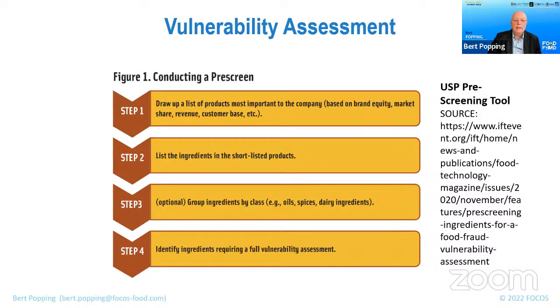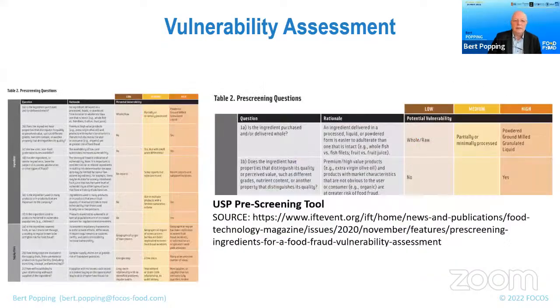And we published that in the Journal of IFT. And you can find all these graphics in that publication. It's an open access publication. So it's a very straightforward process. So you start with basically looking at what are the most important ingredients to the company. You draw up a short list. Then you group the ingredients. So are there spices? Are there dairy ingredients? Are there oils? And then basically identify all those that do require a vulnerability assessment.